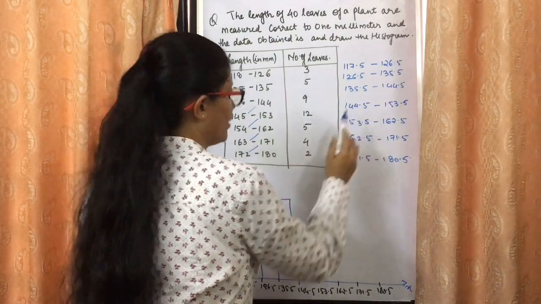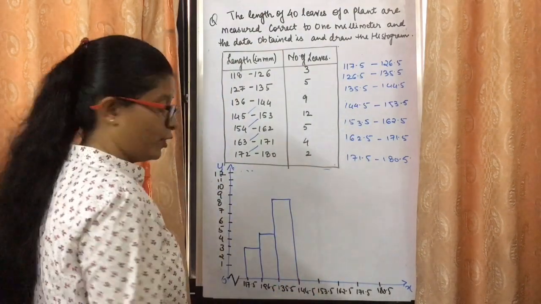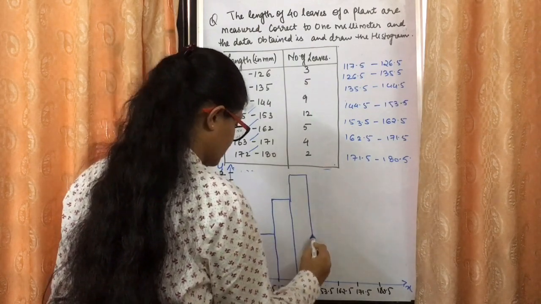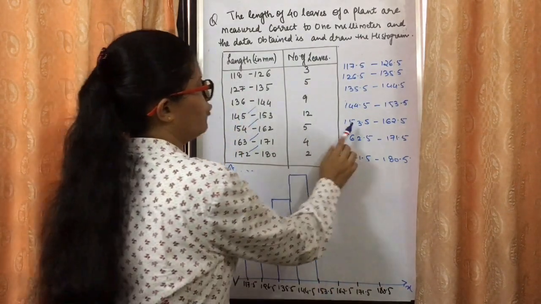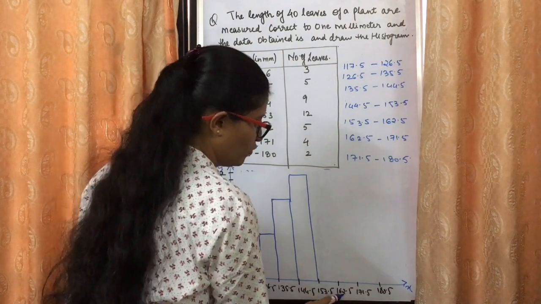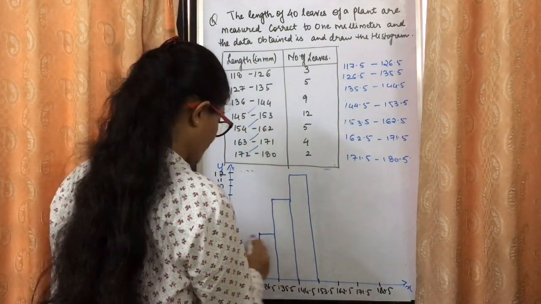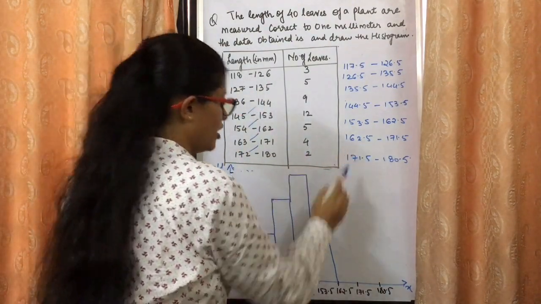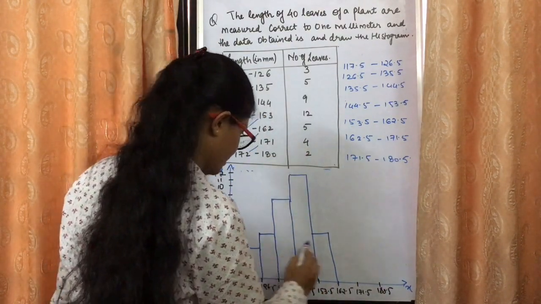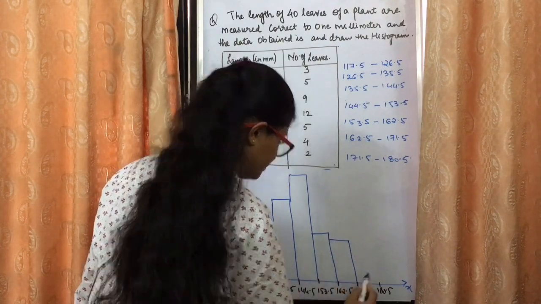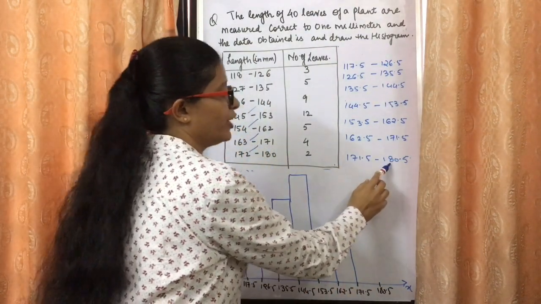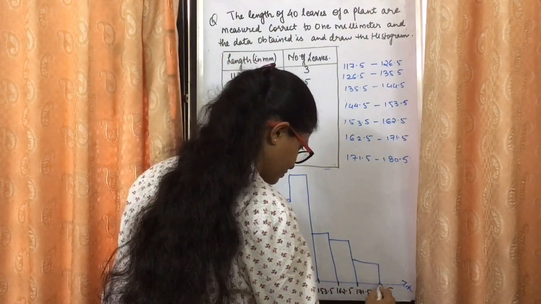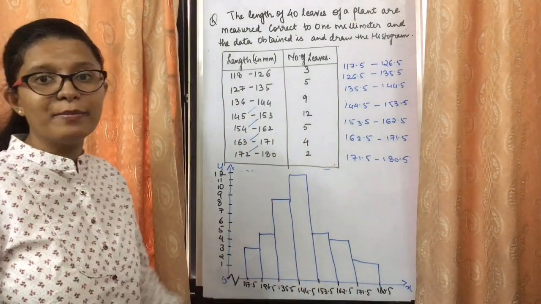Now 12 for 144.5 to 153.5. Fine. 5 for 153.5 to 162.5. So we have 5 for this. 4 for 162.5 and 2 for 171.5 to 180.5. So I hope this histogram must be clear.